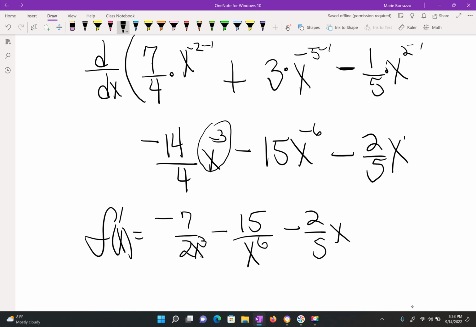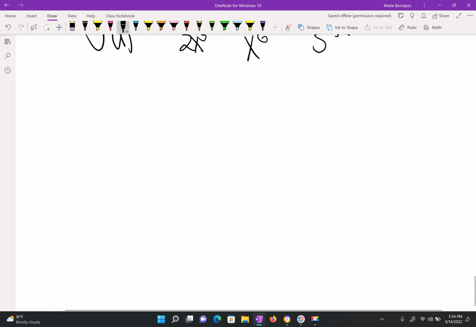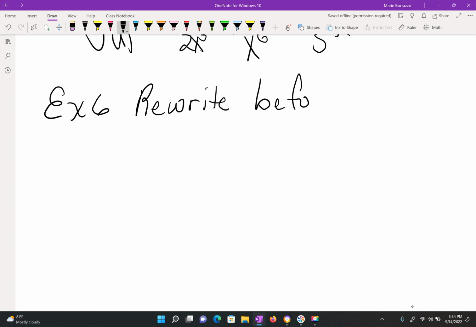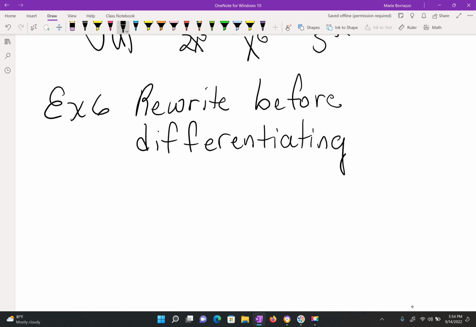And let's look at example 6. If you're okay with this one. Remember, this is on the recording, so you can always look back on it. So here's example 6. This is the process of rewriting before you differentiate. And it's a simple example. So they're saying here, find f prime x, the first derivative, given 1 plus x squared over x to the 4th.